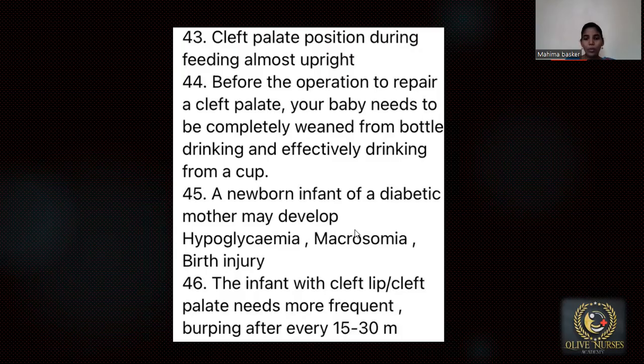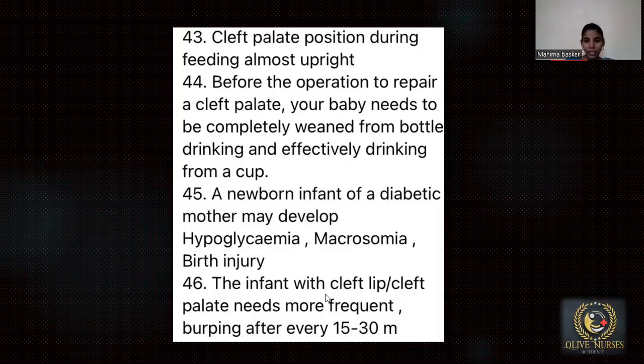Okay. A newborn infant of a diabetic mother may develop what? Newborn baby: hypoglycemia can come and the baby is very big. Macrosomia will come. There's a chance of birth injury. Why? The baby is very big, so during the delivery time there is shoulder dystocia, so it is difficult to deliver. So forceps delivery can happen, so birth injury is a chance. So three things come under a newborn infant of a diabetic mother: hypoglycemia, macrosomia, that is a big baby, and birth injury. Okay, got the point? Next one.